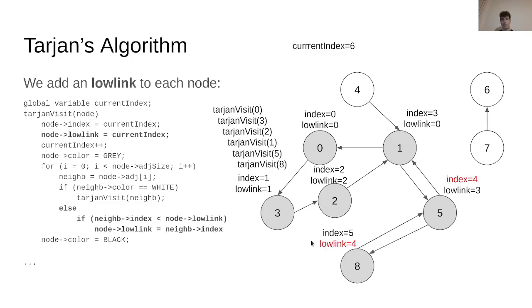Now you can see that this low link isn't actually the lowest index to which we can get, because from 8 we can get to index 0, but that's not that important. It's important that if we find a neighbor with a smaller index, we update the low link.